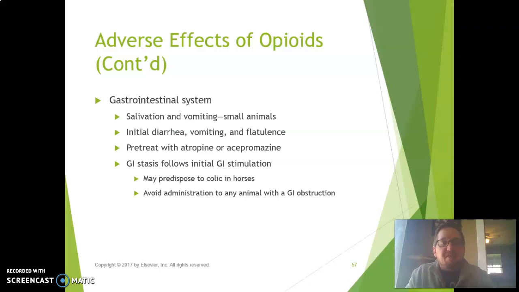GI stasis follows the initial GI stimulation. So in other words, the gut starts moving really, really quickly initially whenever the opioid's given, and then afterwards it actually will slow down. Generally speaking, a lot of doctors will avoid administration with any animal with a confirmed GI obstruction, but I have seen doctors use these powerful opioids even when an obstruction is there, as long as they're going directly into surgery right after the drug has been given.